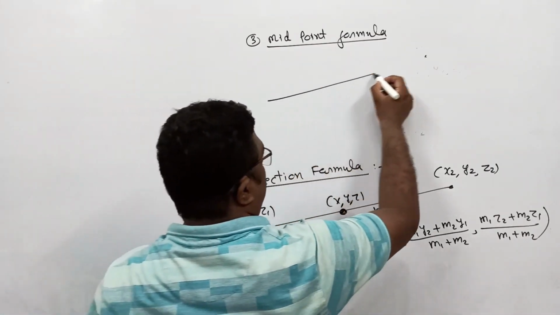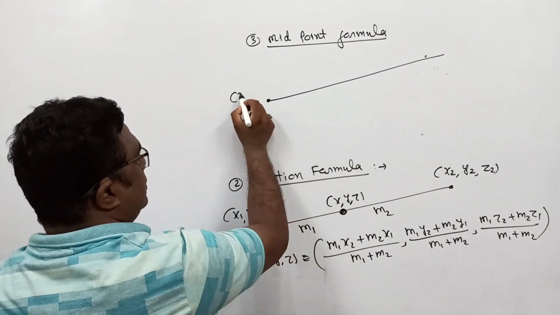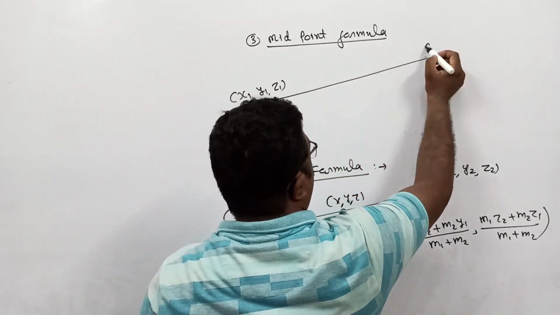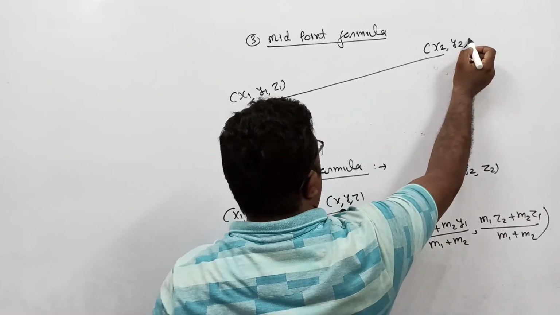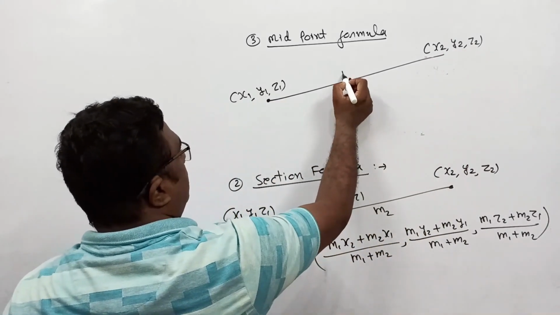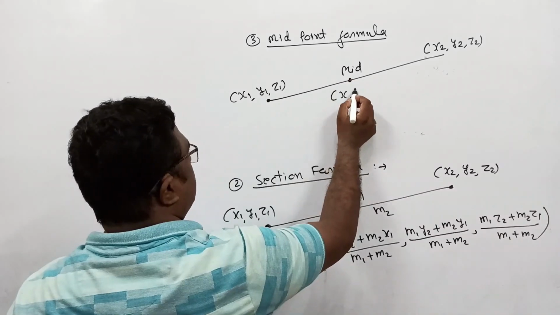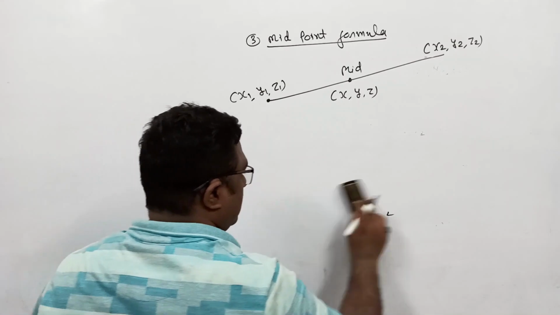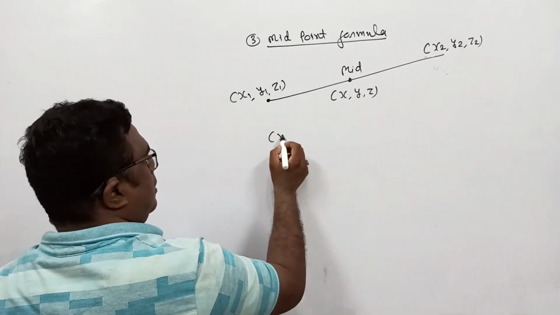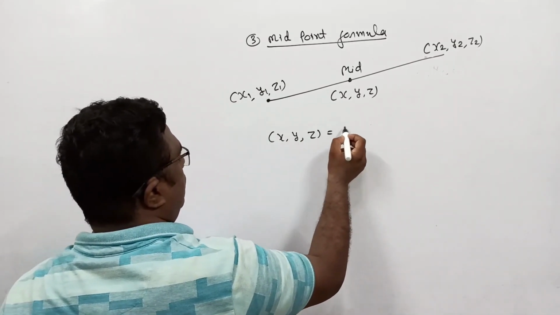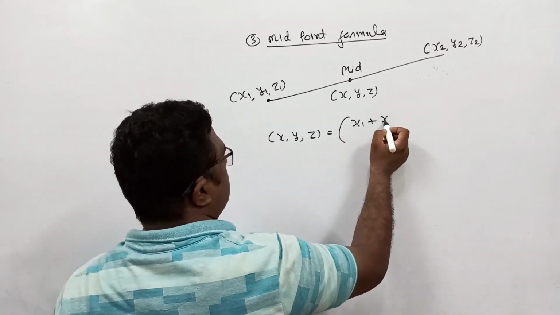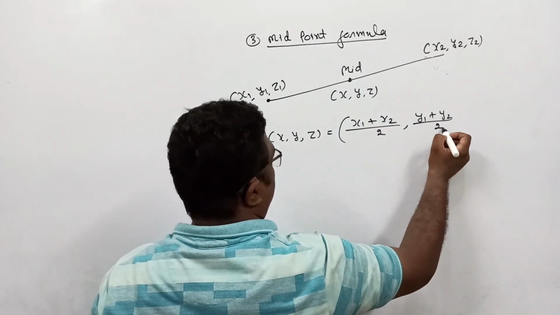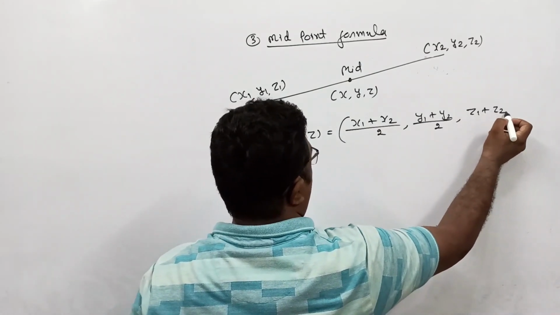So midpoint formula can be remembered as, suppose this point is x1, y1, z1, and this point is x2, y2, z2. It is the midpoint and its coordinates are x, y, z. Then the midpoint formula becomes x, y, z is equal to (x1 plus x2) upon 2, (y1 plus y2) upon 2, and (z1 plus z2) upon 2.